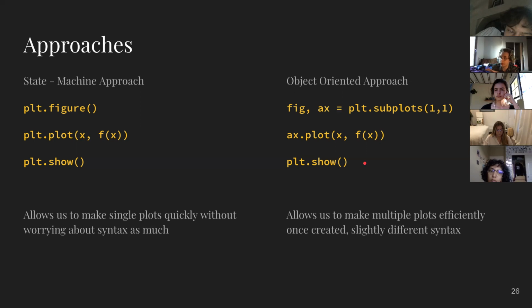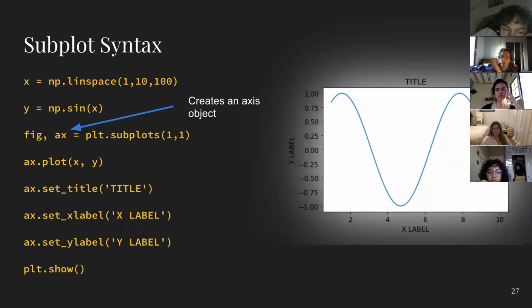So now that we know the syntax behind it, there's two different approaches to making figures or plots in matplotlib. The state machine approach is the quick and dirty one. The object-oriented approach takes a little bit longer to get used to, and it's a little less elegant syntax, but it's more versatile and it helps you create subplots and keep track of everything a lot easier, for sure. Okay, so let's work with an example.